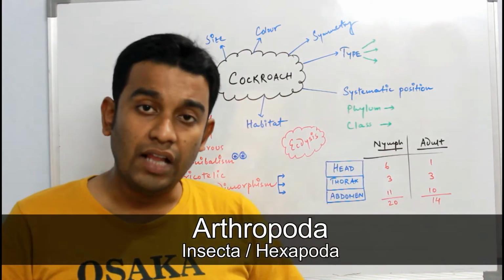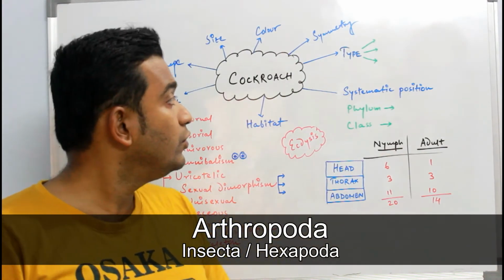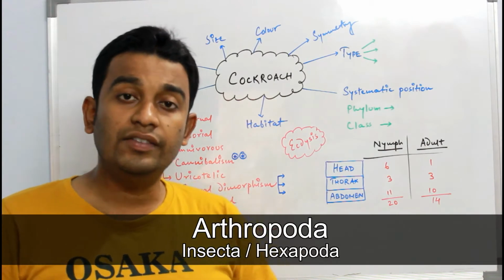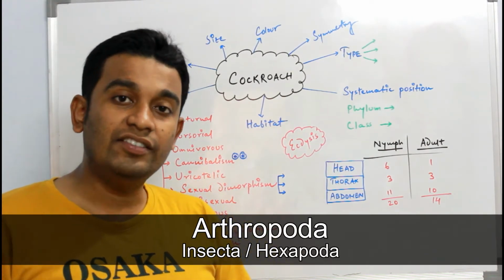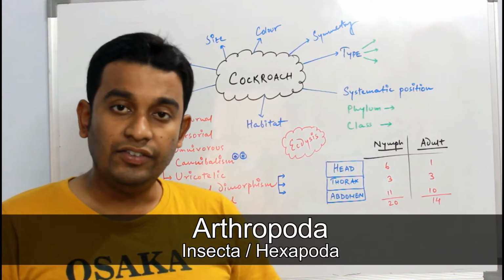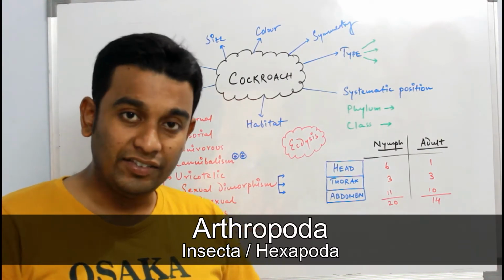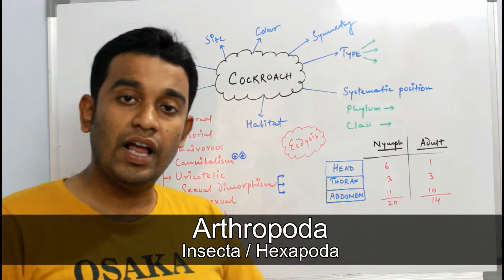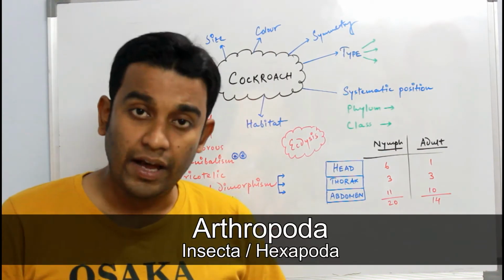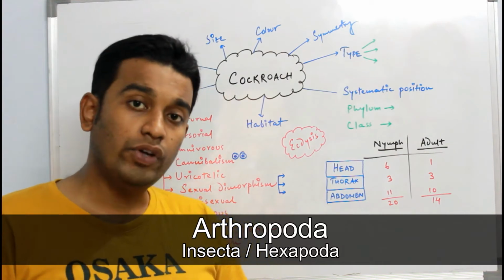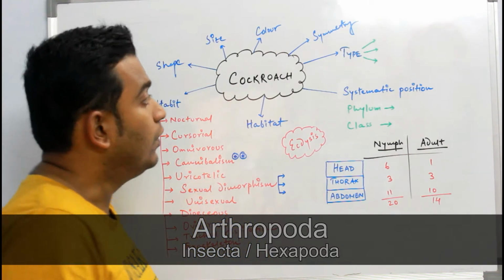Then we have the class. The class to which the cockroach belongs is Hexapoda, because it carries 3 pairs of legs. Totally it has 6 legs. That is why it belongs to the class Hexapoda. Hexapoda is alternatively known as Insecta. So this is the first point that we have told you.